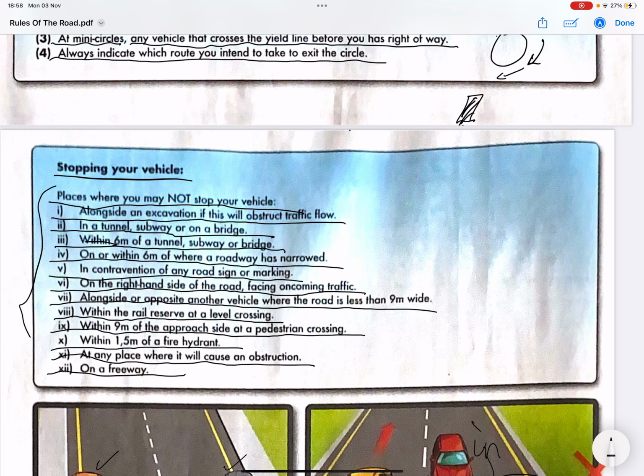These are the places where you are not allowed to stop your vehicle. Remember, these are the places where you may not stop, and therefore you may not park. You may not stop and you may not park. Remember, if you are not allowed to stop already, how are you going to park? Because parking requires you to stop.